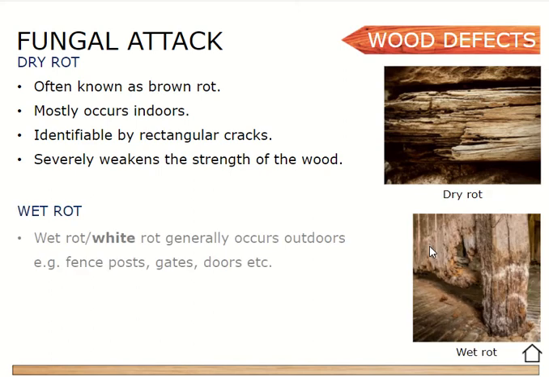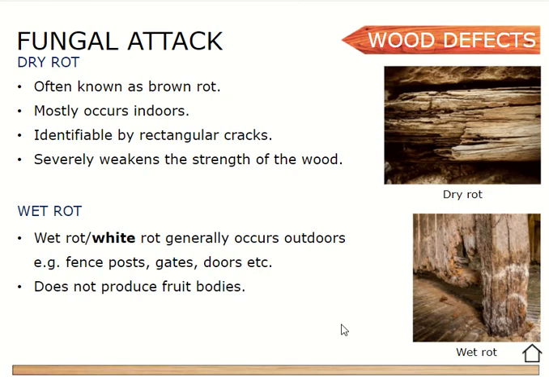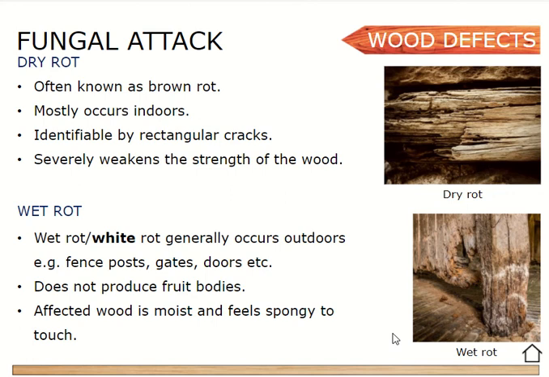And then you have wet rot. Wet rot generally occurs outdoors. Okay, guys, so this is kind of common sense. Examples would be fence posts, gates, doors, etc. So anything that's outside or exposed to the elements, which would be the wind and rain, can start to rot. All right. It doesn't produce fruit bodies, so this is a little bit scientific. You probably look at it in science. But it doesn't produce fruit bodies, and the affected wood is moist and feels kind of spongy. So if you actually touched wood that was rotten with wet rot or white rot, it would be very, very soft and spongy and wet.